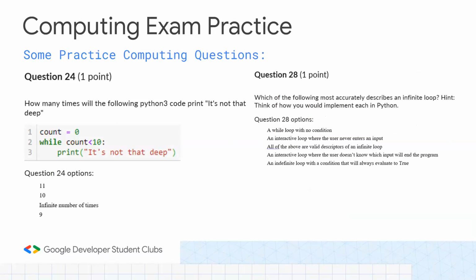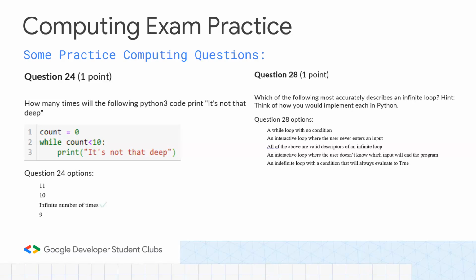How many times will the following code print "it's not that deep"? Count is equal to 0. While count is less than 10, print "it's not that deep". How many times will it happen? All right, let's do a poll. How many think it's A? How many think it's B? How many think it's C? How many think it's D?